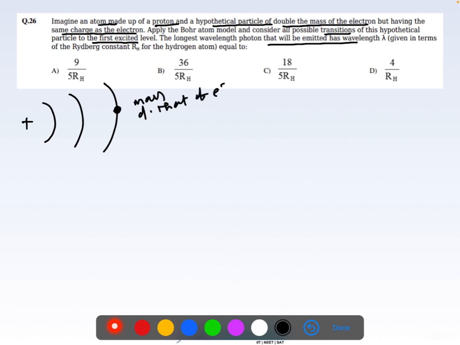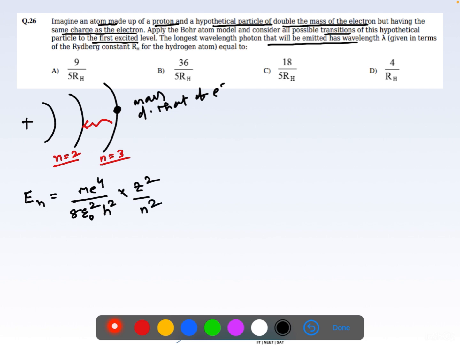So here the question is what will be the wavelength of the radiation emitted when the electron jumps from the higher level, that is n equal to 3, to n equal to 2. According to Bohr's theory, the energy of an electron in the nth orbit is equal to m e power 4 divided by 8 epsilon naught square h square into z square by n square. So I can write this as hc by lambda.